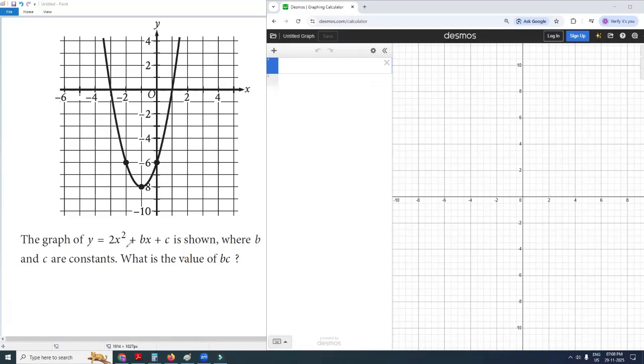The graph of y equals 2x squared plus bx plus c is shown, where b and c are constants. What is the value of b times c? Okay, to get the value of b times c, we have to get the values of the constants b and c in the given quadratic function over here.